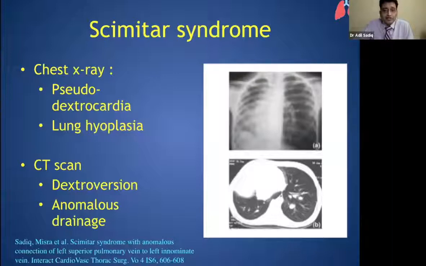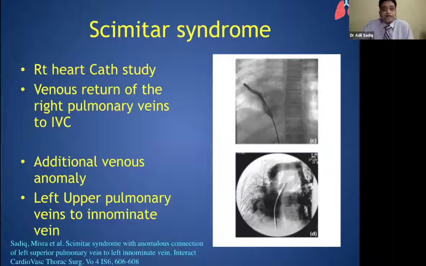A young gentleman with a pseudodextrocardia, lung hypoplasia on the X-ray, had a CT scan which showed the dextroversion, and the CT angio that showed an anomalous venous drainage. This was further quantified with a right heart cath study. It showed the pulmonary venous return to the IVC. In addition, he had an anomalous left upper pulmonary vein going to the innominate vein via a vertical vein.